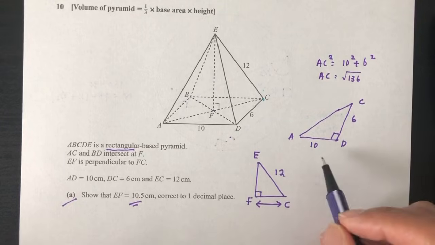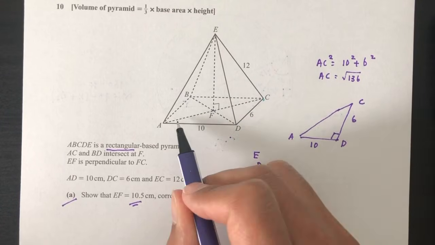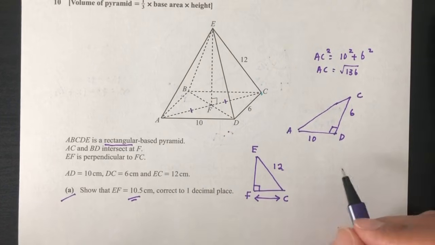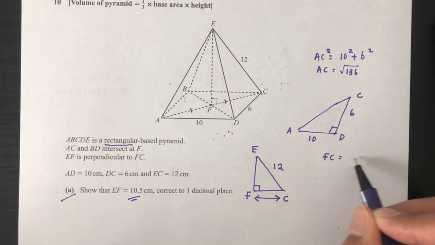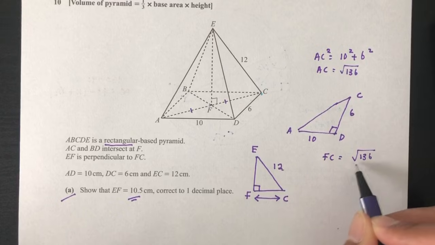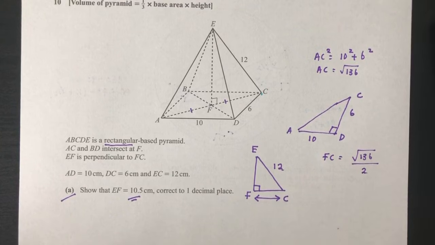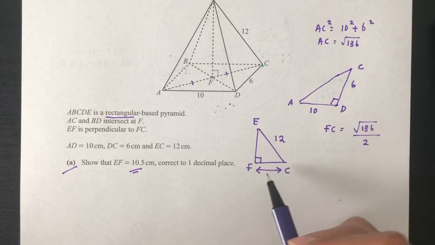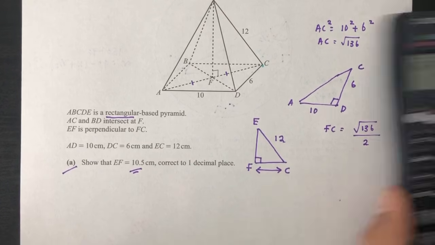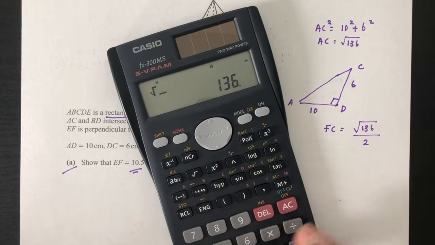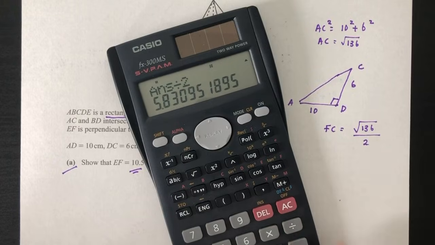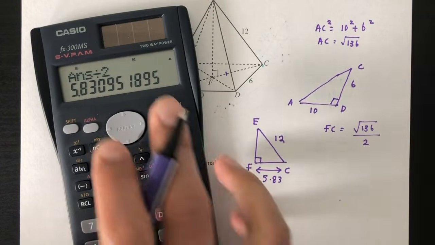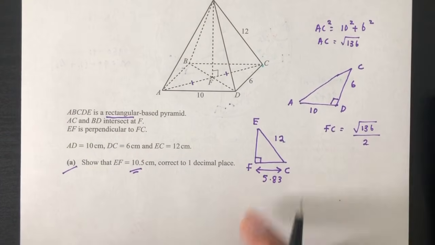So from AC, we know that FC is half of AC. These two are the same. So FC will be square root of 136 divided by 2. Now we can use that to find EF. So if you know this length, let's simplify. Square root of 136 divided by 2 will be about 5.83. This is the length of FC.